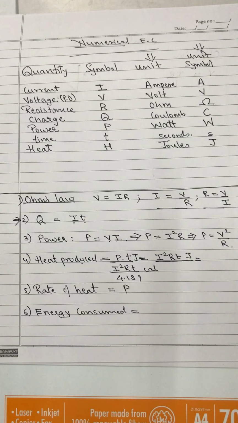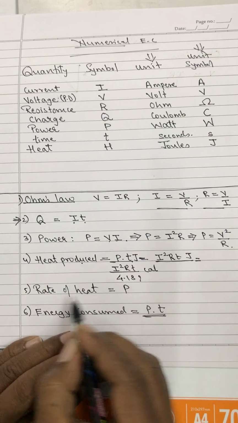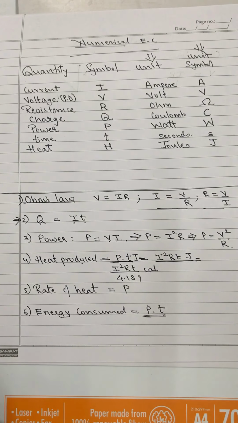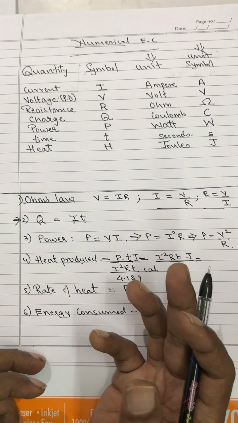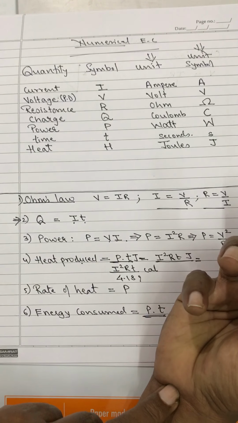And what will be the energy consumed by the bulb? It is also going to be power into time. Both are going to be the same, because it is physics, my dear students. It is only the change of form. Electrical energy is converted into heat energy.